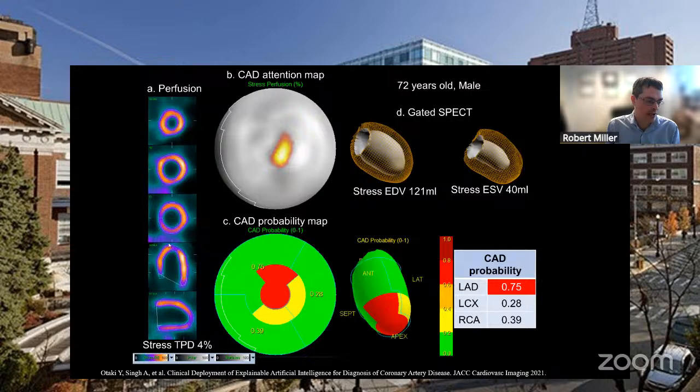Here you can see that there's a small defect at the apex. This is something that could be related to apical thinning, or could be a distal LAD perfusion deficit. Here, the model says that it's a higher risk of coronary disease, 75% probability of LAD disease. It's highlighting the same area of the polar map as well as the segments that you'd expect. This patient obviously had LAD disease, or else I wouldn't show it to you.